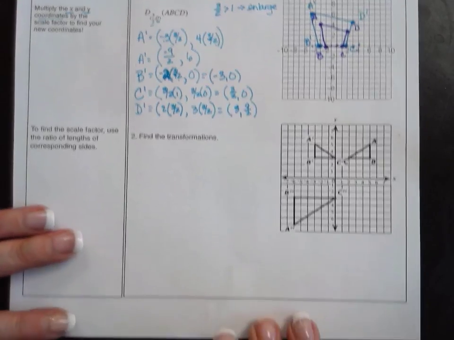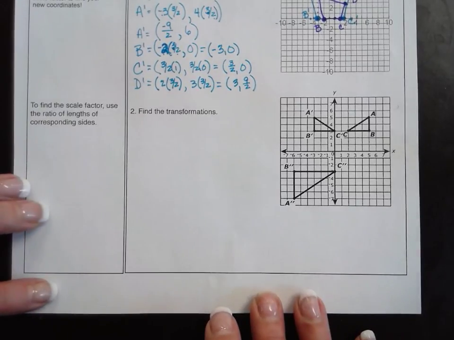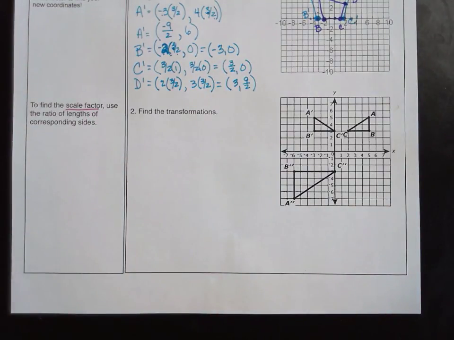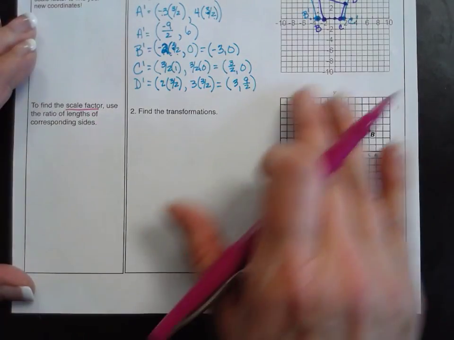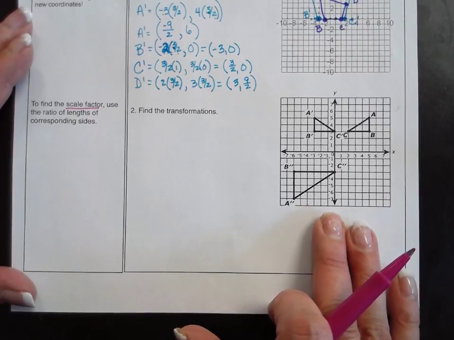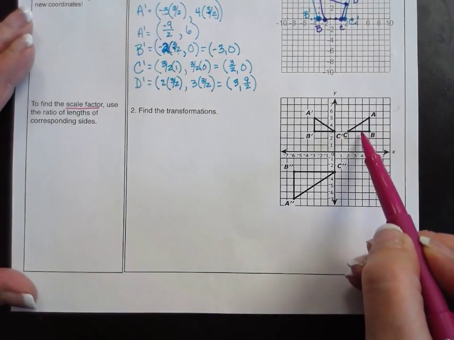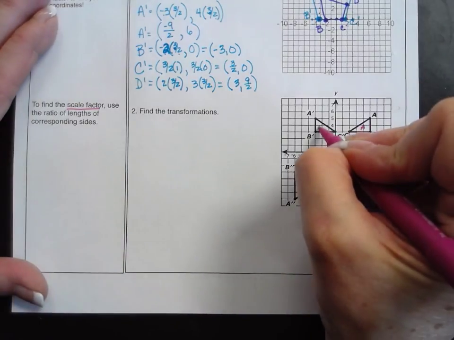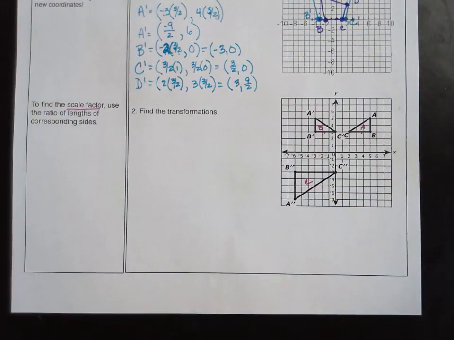Okay. Let's look at the next one. I want to find the scale factor. Okay? Because I want to write the rule for the dilation. First question. A to A prime. We're going to say this is A, this one's B, this one's C. A to B. Is it a dilation? And what kind of transformation is it?